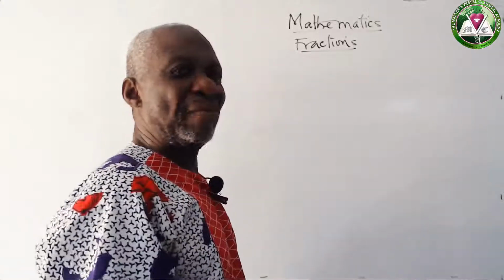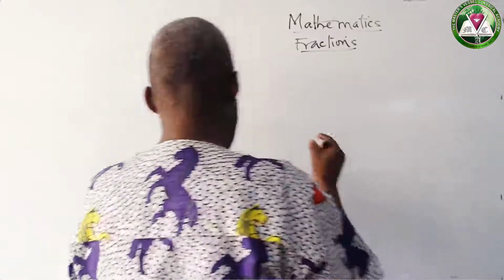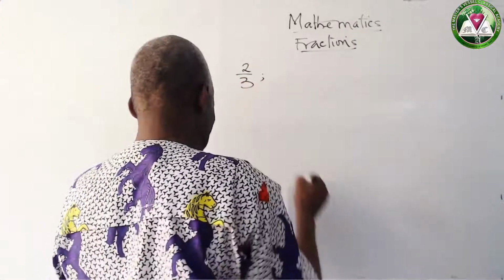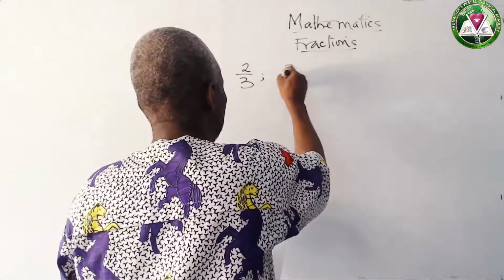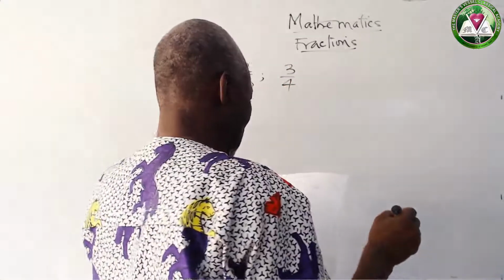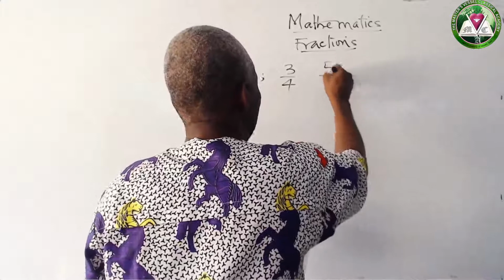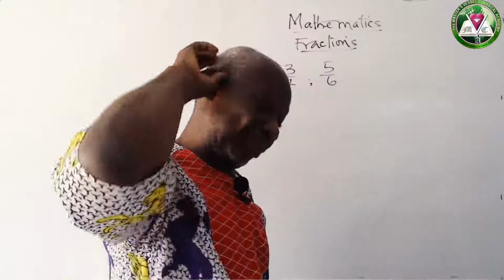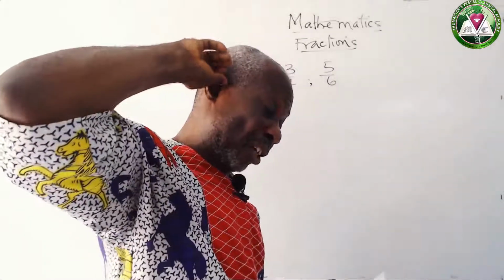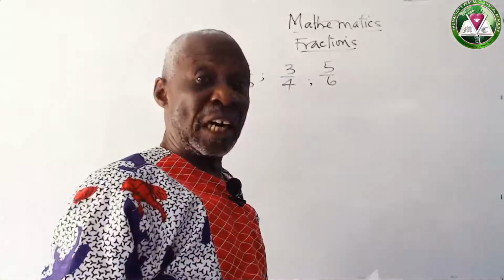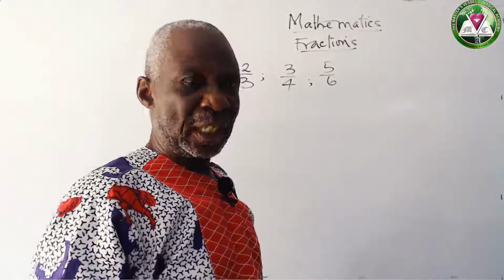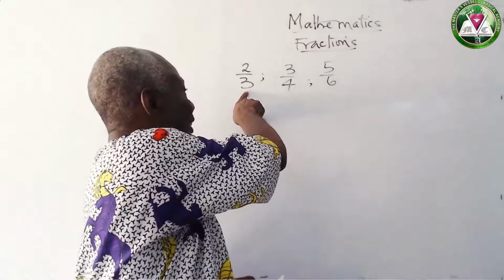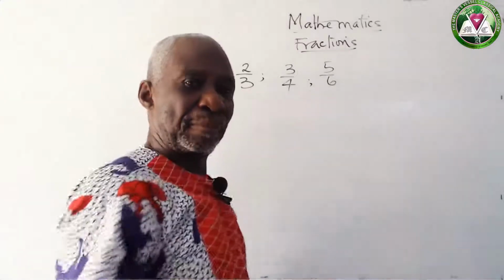Let's look at the original fractions given. They are 2/3, 3/4, and 5/6. These are the three fractions given. And we are to arrange them in order of magnitude, from smallest to biggest, ascending order, or from biggest to smallest, descending order. Now we look at the denominators of the fractions, 3, 4, and 6.